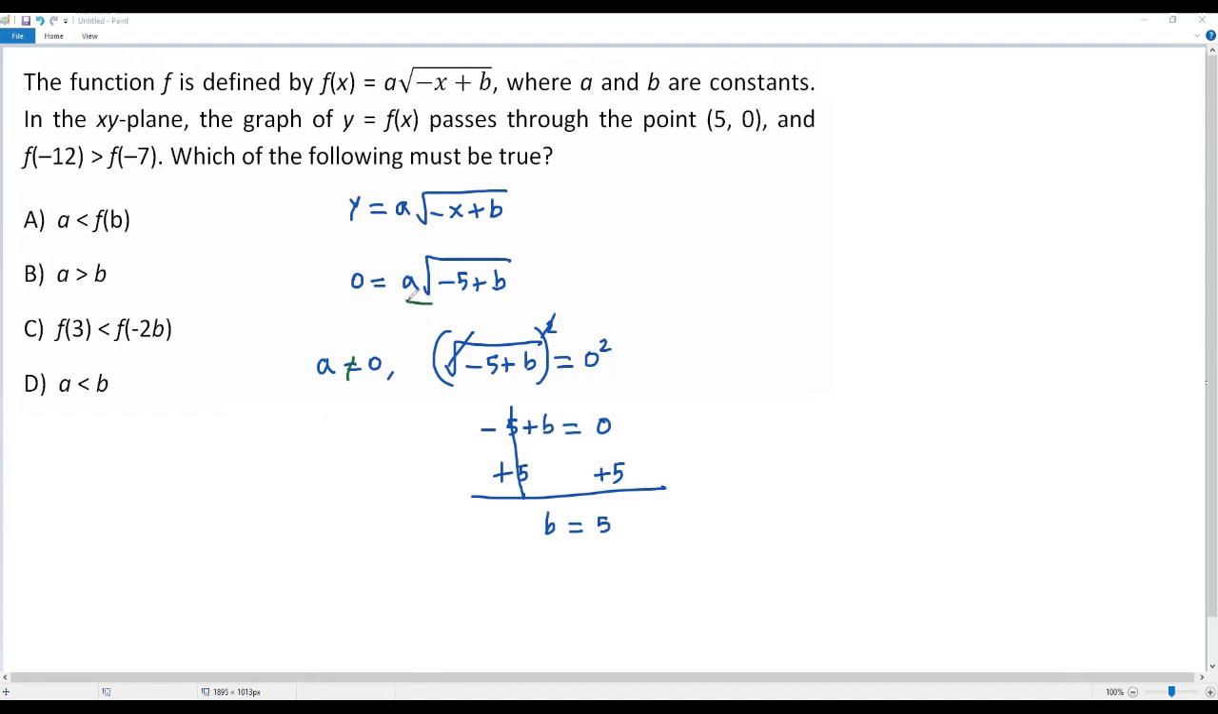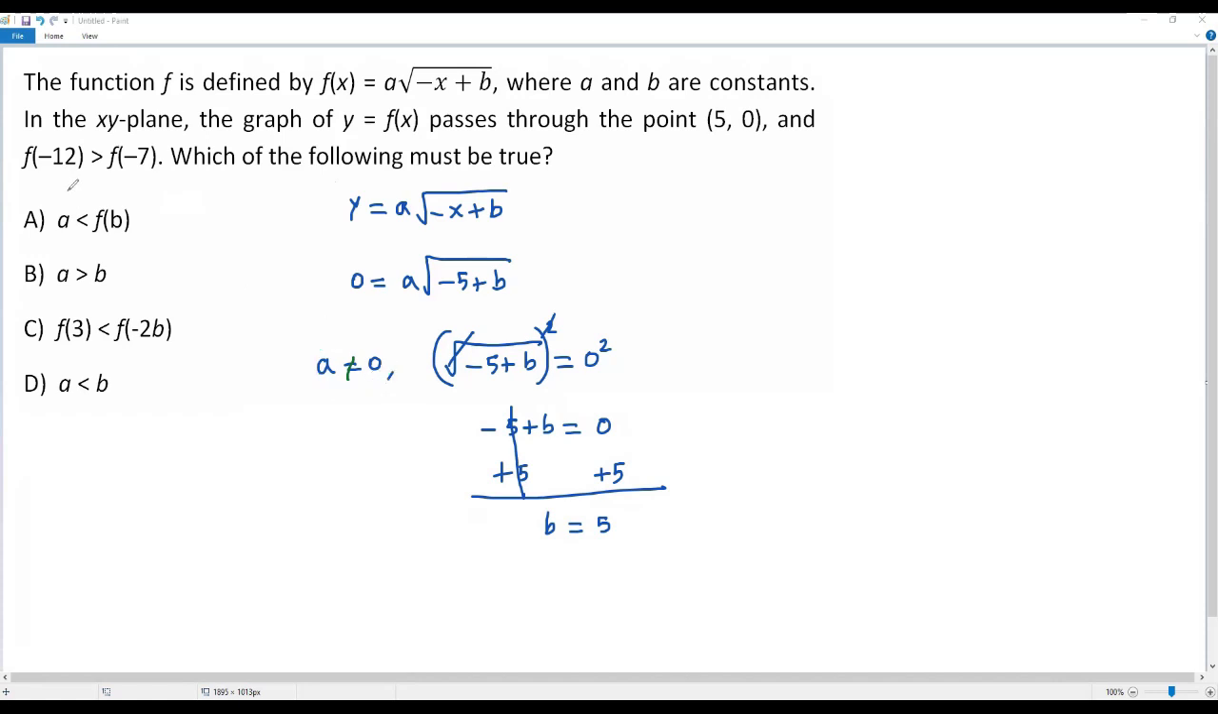But here the product of these two quantities equals 0. And I'm pretty sure a is not equal to 0, so this quantity must be 0. In that case, we got the value of b, that is b equals 5. Now we have two results: a is not equal to 0 and b equals 5. When a is not equal to 0, the value of a must be either positive or negative.